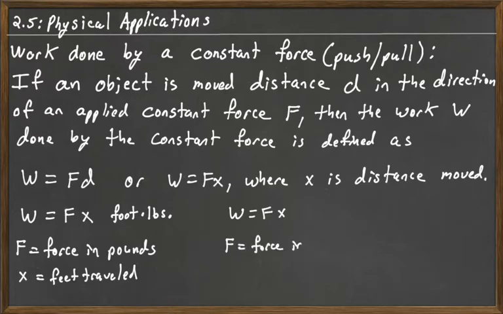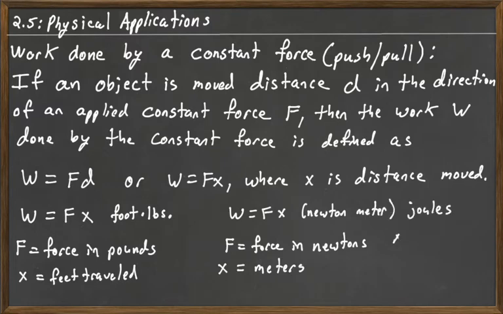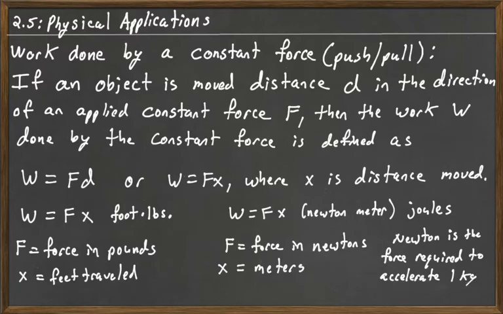X is the distance. Force would be in newtons, so we use the metric system, and x would be in meters, meters traveled. And so that force times distance would be newton meters, or that's also called a joule, or joules. Okay. And a newton is the force required to accelerate 1 kilogram of mass to 1 meter per second squared. Okay, and so we'll leave that to the physics class to get more into that, but let's go ahead and do a little bit of examples here.